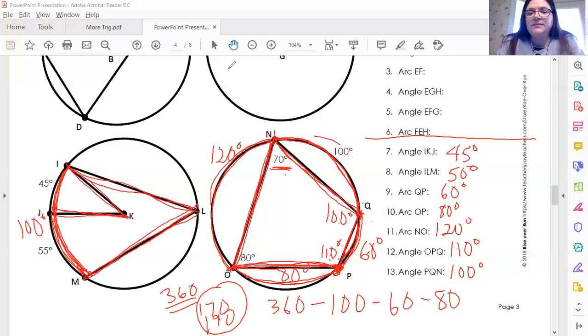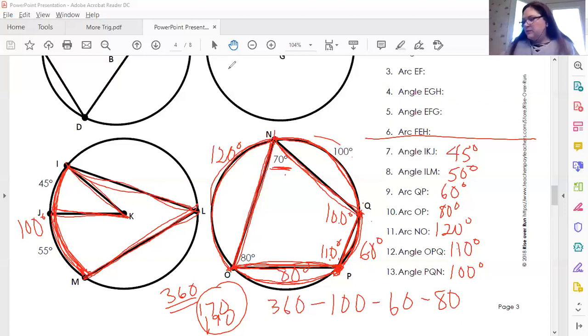All right, so if you'd like to take a screenshot of this or a picture, go ahead and do that. And the main thing to remember here is that inscribed angles are 1/2 the measure of the arc that they intercept.